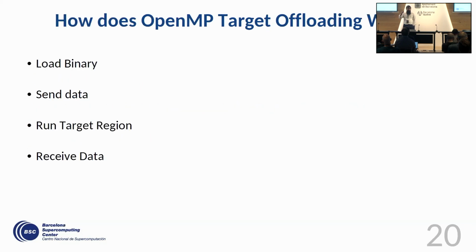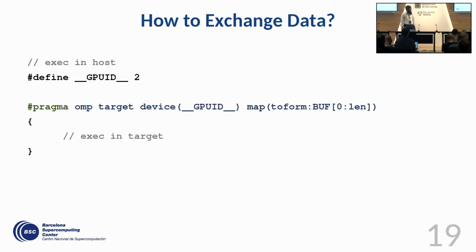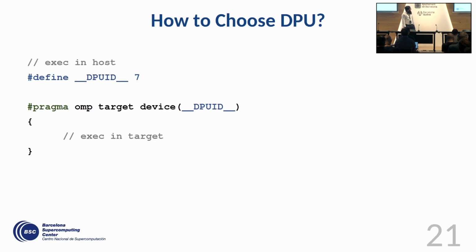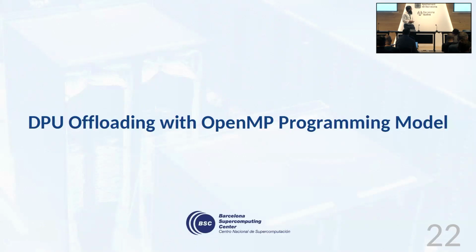And how does it work internally? Initially, the binary is loaded, and all the binaries that are required inside the code are loaded at once. Then, whenever the user has specified, the data is submitted, the code runs, the result is received back, and it goes on according to the user's requirements. And how do we do it with a DPU? Just by mentioning its number. It's that easy, and we have already enabled this functionality for the DPU.